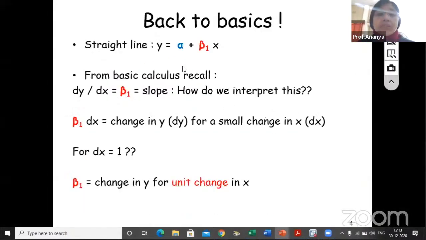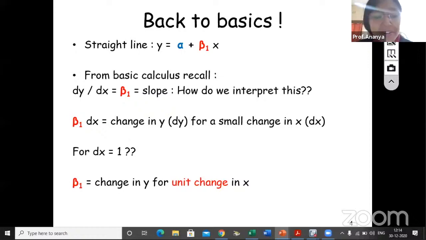Okay. So in a straight line, as you can see on my screen, the slope is nothing but dy dx. So what is beta 1 into dx? Beta 1 into dx is simply the change in y. It's just equal to dy. It's a change in y for a small change in x. So what is beta 1 therefore? What is the slope? If you put dx equal to 1, beta 1 is equal to dy. Okay, so I want you to carry that with you as we move into our examples.